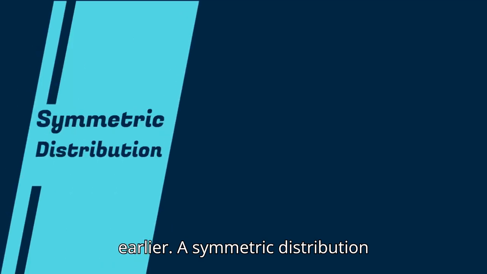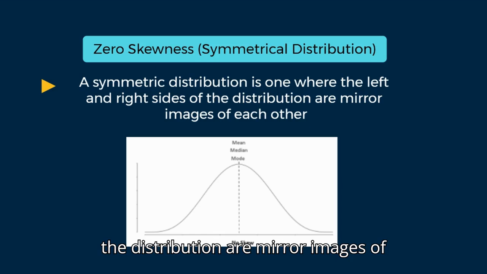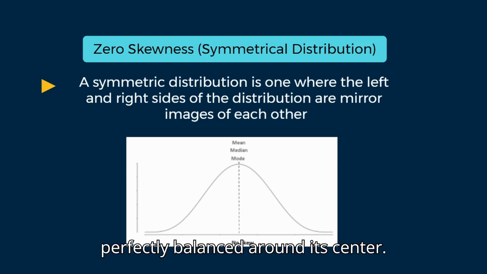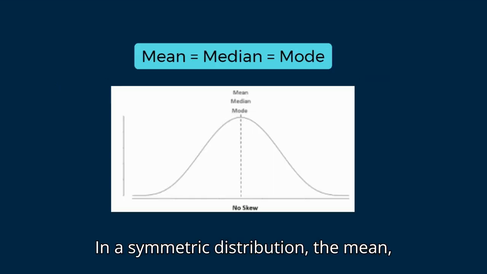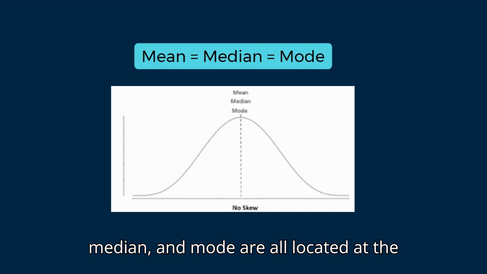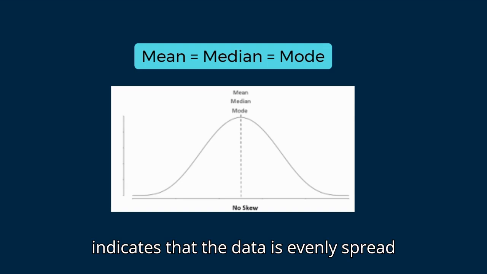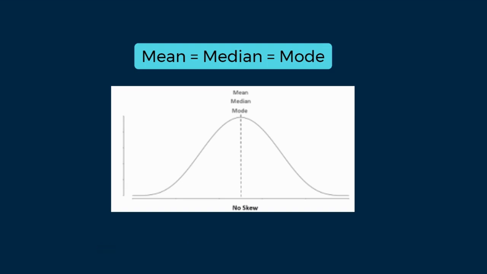A symmetric distribution is one where the left and right sides of the distribution are mirror images of each other. This type of distribution has zero skewness, meaning it is perfectly balanced around its center. In a symmetric distribution, the mean, median, and mode are all located at the center of the distribution. This indicates that the data is evenly spread out on both sides of the central peak.